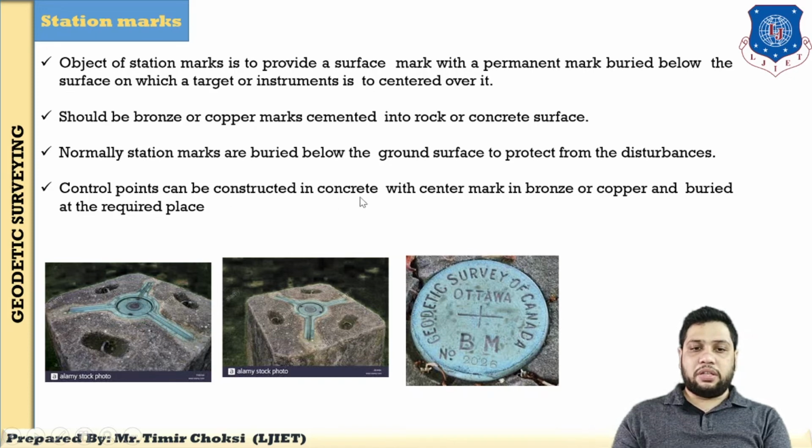A control point can be constructed in concrete with a center mark in bronze or copper and buried at the required place. So you use cement or RCC as a permanent mark and write this type of data, the geodetic surveying data, in a permanent way. So after a long time, when you conduct geodetic surveying, you can find the location of the station mark. So this is about the station mark.